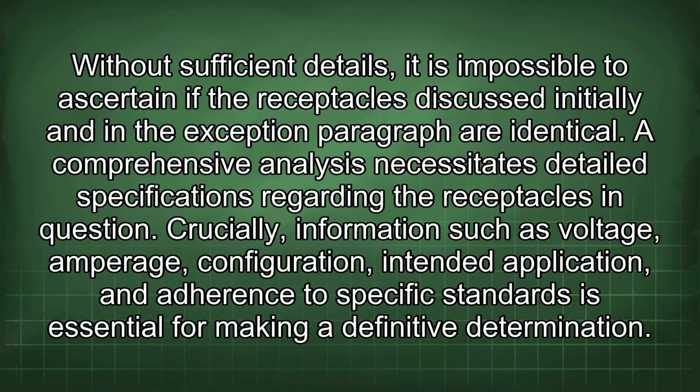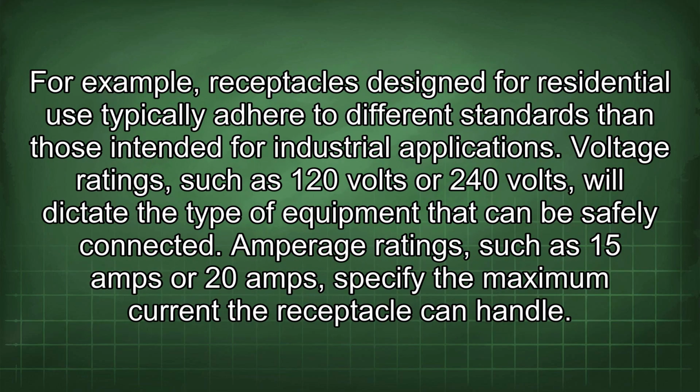Without sufficient details, it is impossible to ascertain if the receptacles discussed initially and in the exception paragraph are identical. A comprehensive analysis necessitates detailed specifications regarding the receptacles in question. Crucially, information such as voltage, amperage, configuration, intended application, and adherence to specific standards is essential for making a definitive determination. For example, receptacles designed for residential use typically adhere to different standards than those intended for industrial applications.